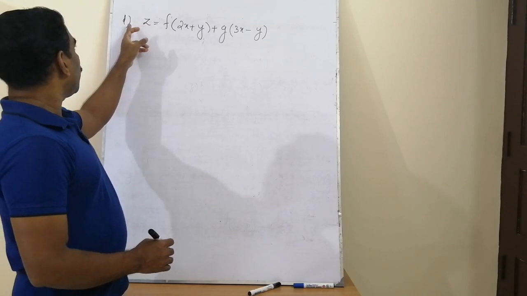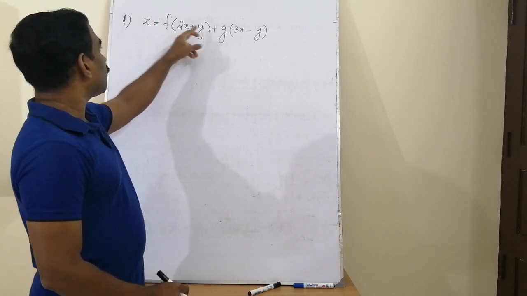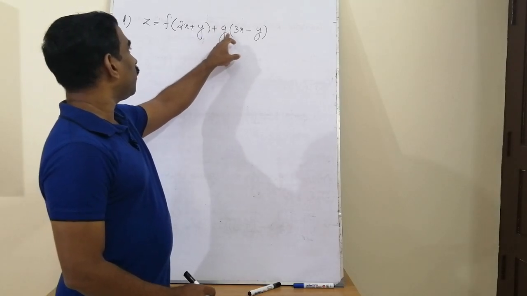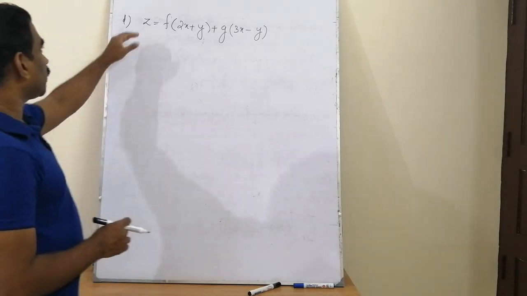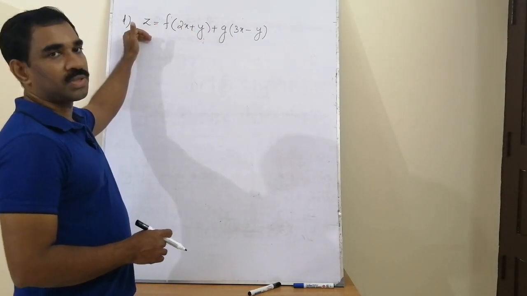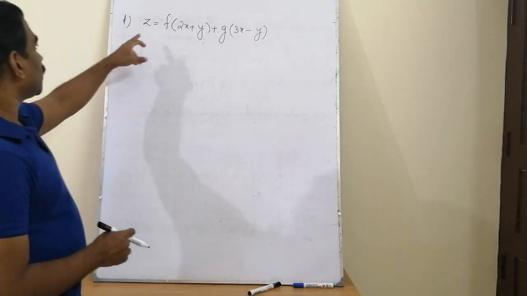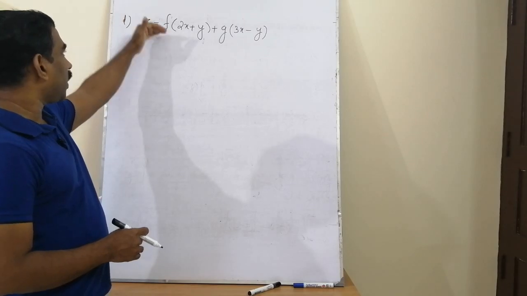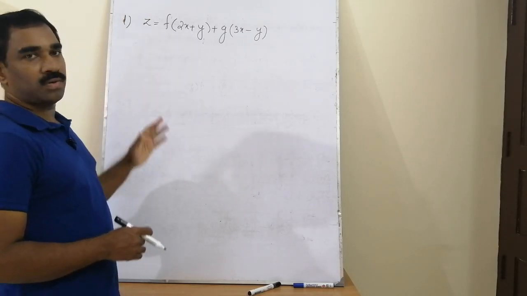Now consider part D. z is equal to an arbitrary function of 2x plus y plus another arbitrary function of 3x minus y. So here we have two arbitrary functions present in the given relationship. So we can expect a second order partial differential equation. So it is different from our first three cases. So here we are going to find all the first derivatives and all second derivatives.